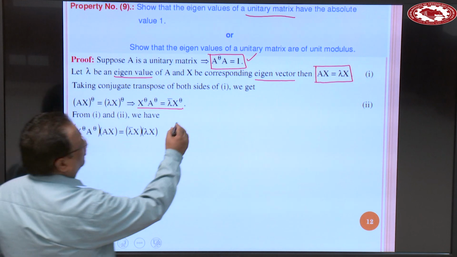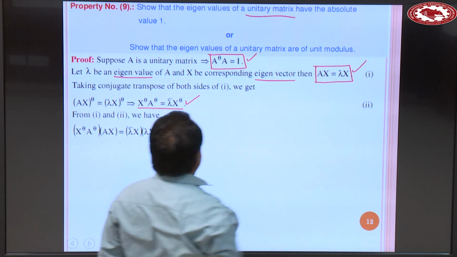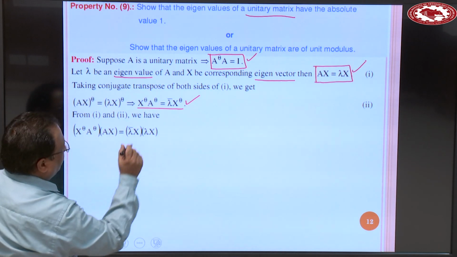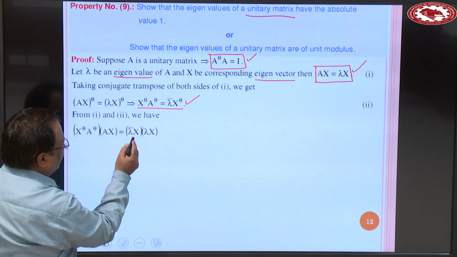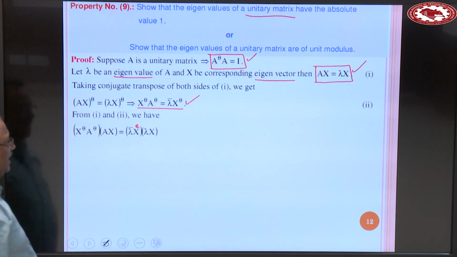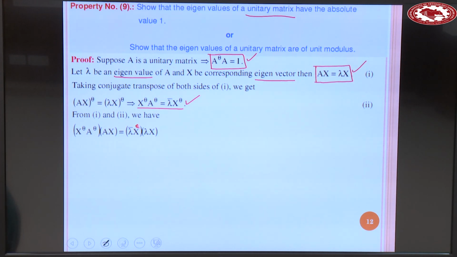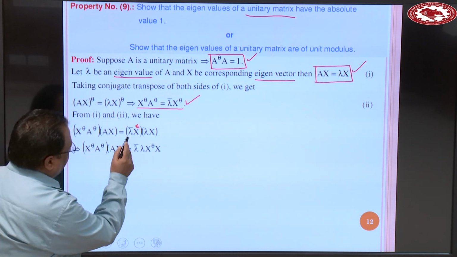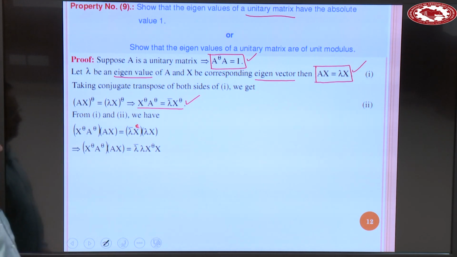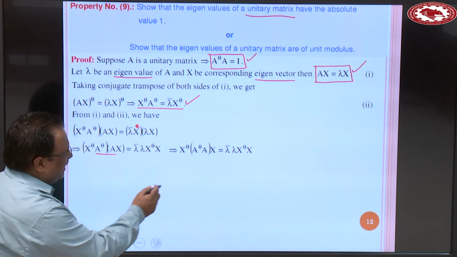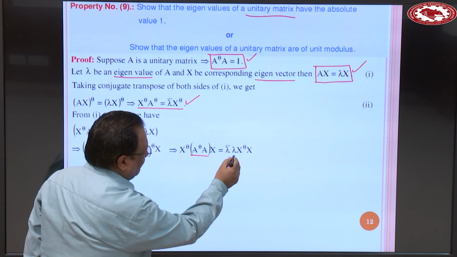Now from 1 and 2, this one is 2 and this one is 1. Multiply in such a way that x theta A theta, Ax, is equal to lambda bar x theta, lambda x. Clear? So multiply in such a way. We obtain x theta A theta as it is, Ax as it is, lambda bar lambda x theta x. Now this can be written as x theta, A theta A, x is equal to lambda bar lambda x theta x.